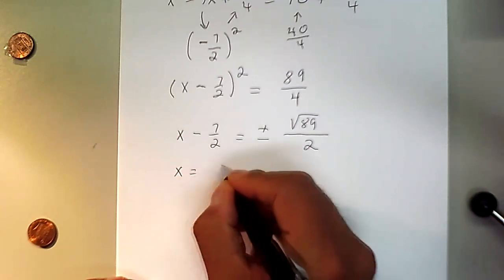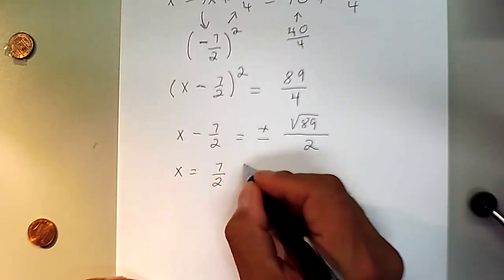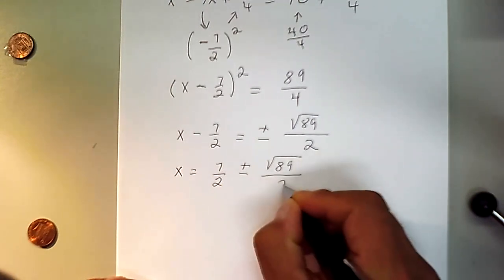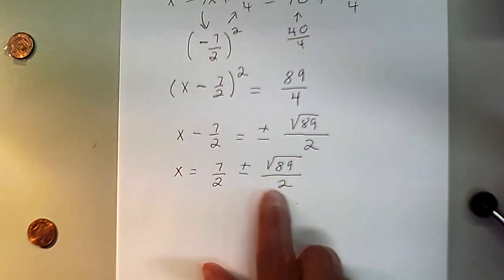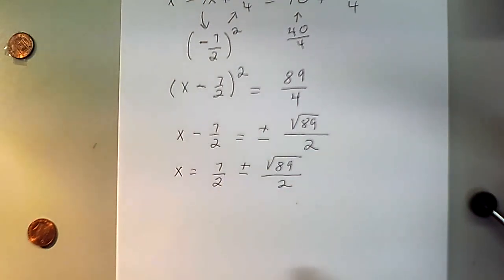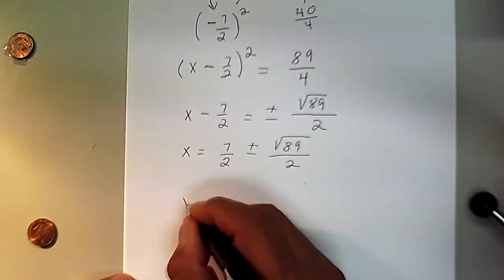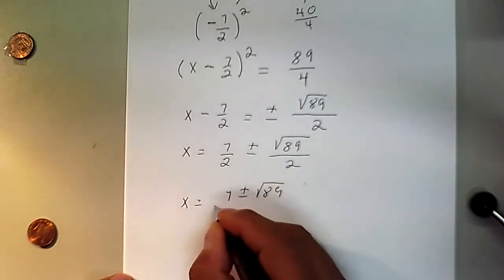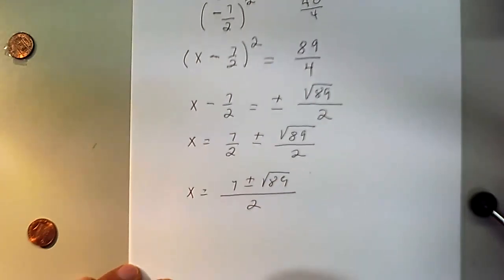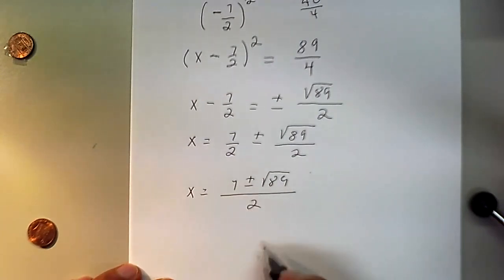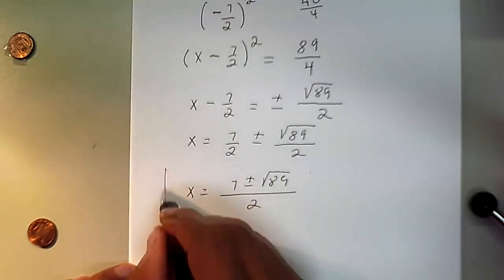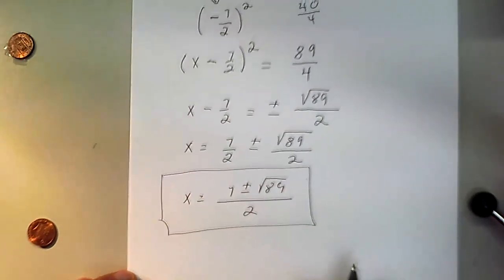So x is equal to 7 over 2 plus or minus square root of 89 also over 2. Since we have the same common denominator, may just as well consolidate the 2 and write this as 7 plus or minus square root 89 over 2. And we have two solutions, the 7 plus the square root of 89, and the 7 minus the square root of 89. Each one of those divided by 2. We can say that is our final solution.